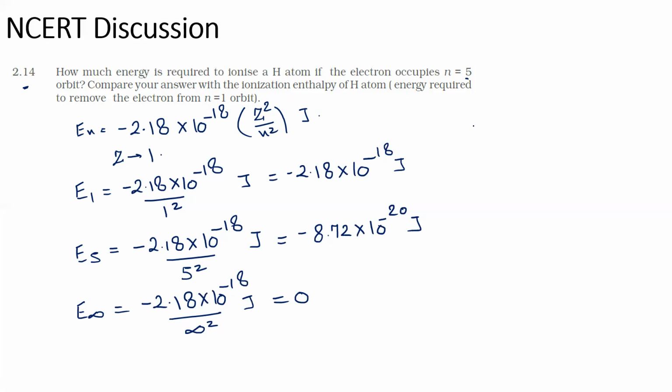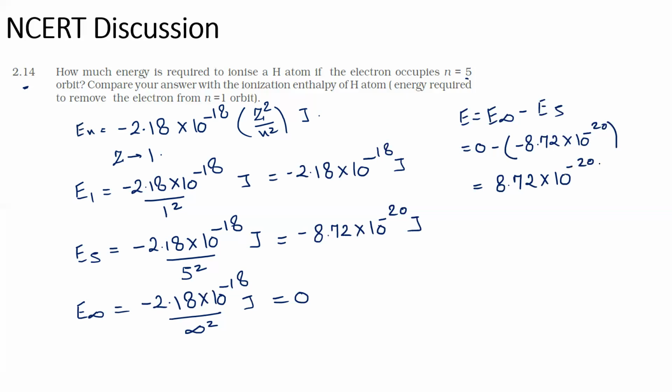So if you are removing the electron from the fifth orbit, then the energy required will be equal to the final energy, E infinity, minus the energy in the fifth orbit. So this is equal to 0 minus minus 8.72 into 10 to the power minus 20, which is going to be 8.72 into 10 to the power minus 20 joules. So this is the energy if you remove an electron from the fifth orbit to infinity.